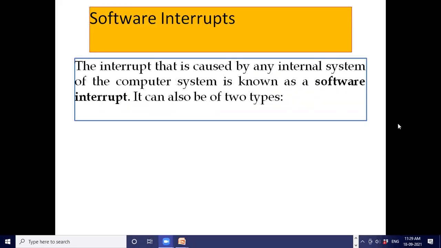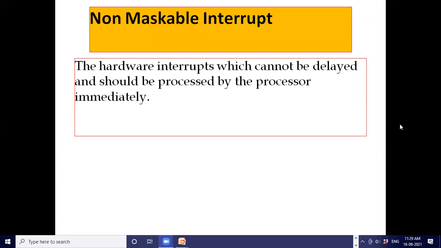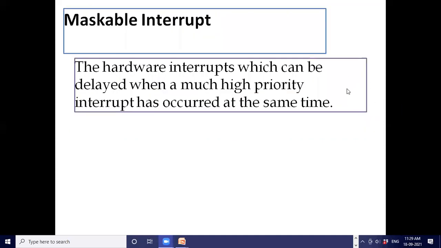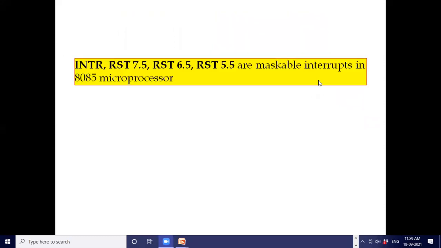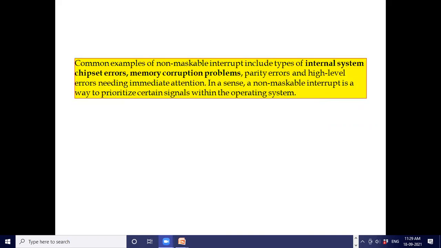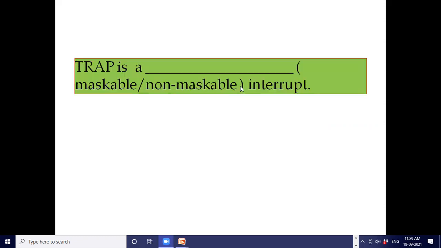So we have discussed different types of interrupts in the last class. Among them, hardware interrupts, and there we have seen about maskable interrupt and non-maskable interrupt. INTR, RST 7.5, RST 6.5, RST 5.5 are maskable interrupts, and non-maskable interrupt is a high priority one, like internal system chipset errors, memory corruption problems, and then trap.